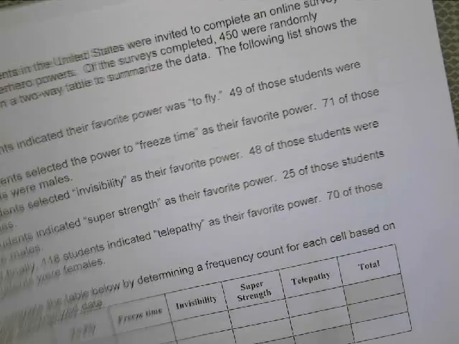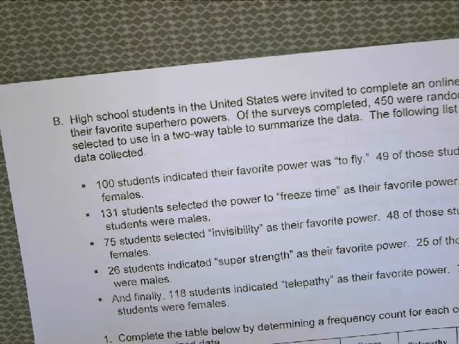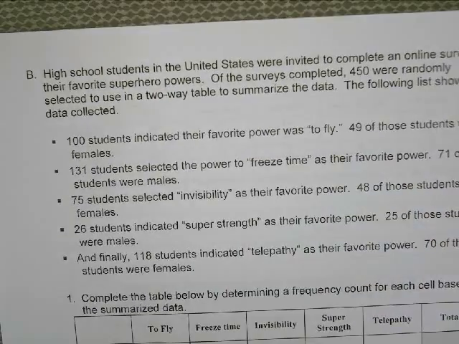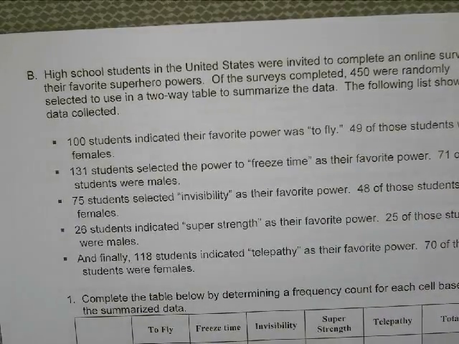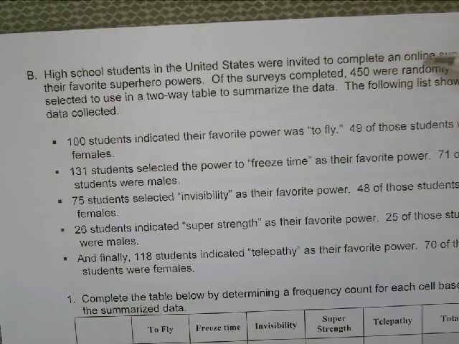All right, next. It says high school students in the United States were invited to complete an online survey on their favorite superhero powers. Sounds pretty exciting. Of the surveys completed, 450 were randomly selected to use in a two-way table to summarize the data. The following list shows the data collected.